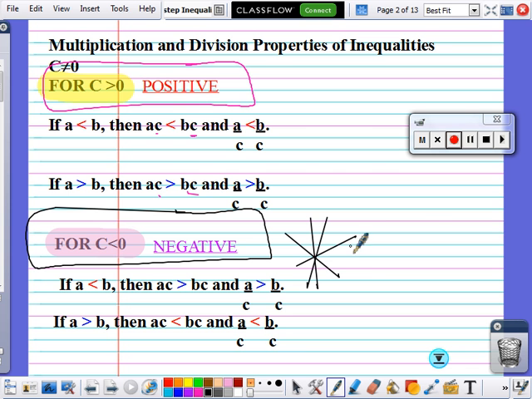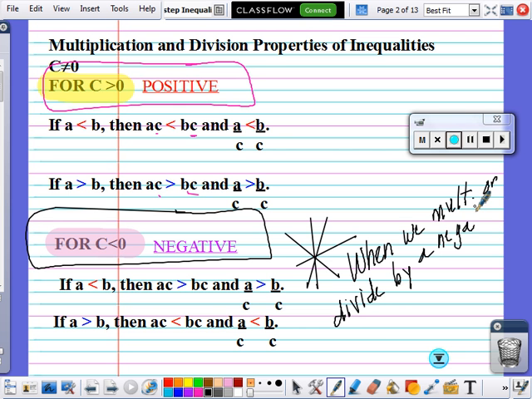Okay? So we could write this in words. When we multiply or divide by a negative, the symbol flips. That's what it's saying right here. Okay, let y'all copy that down.